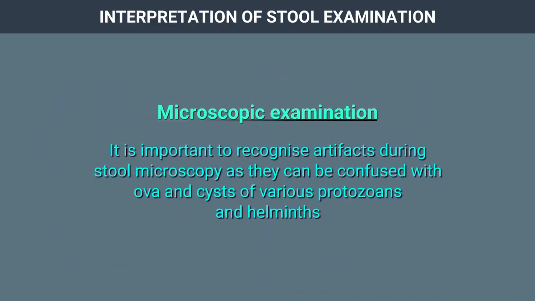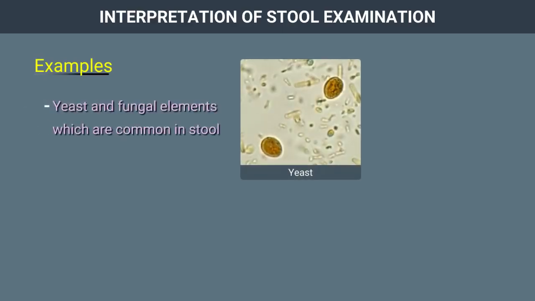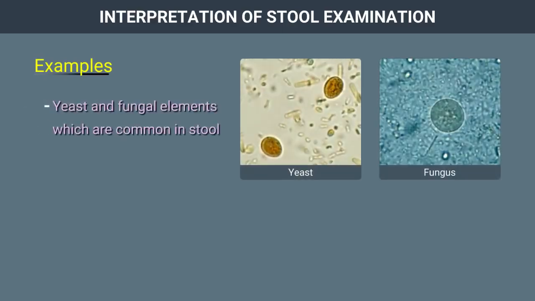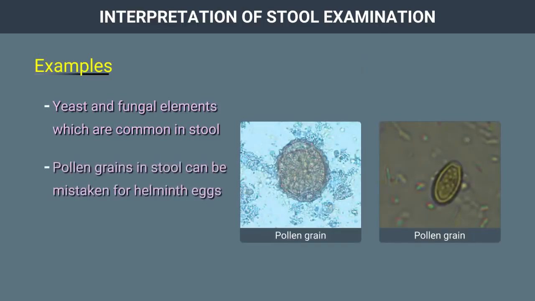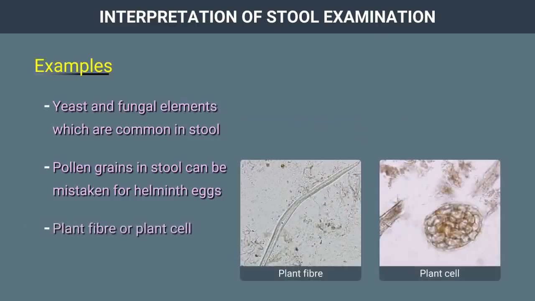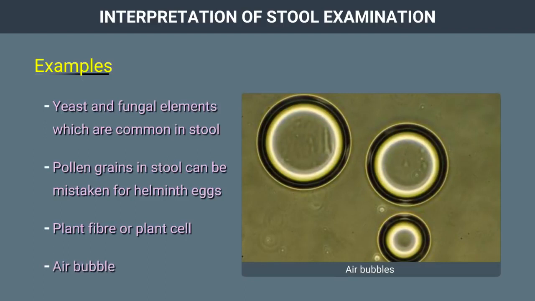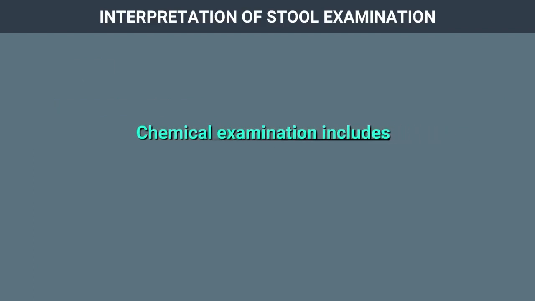It is important to recognize artifacts during stool microscopy as they can be confused with ova and cysts of various protozoa and helminths. For example, yeast and fungal elements which are common in stool. Pollen grains in stool can also be mistaken for helminth eggs. Plant fiber or plant cell, air bubbles, etc. Chemical examination of stool includes stool pH and reducing substances.